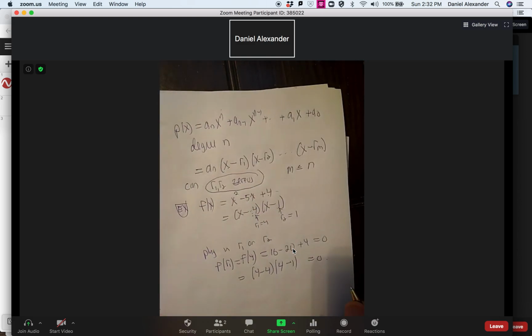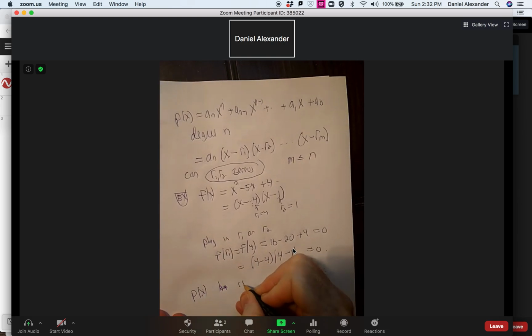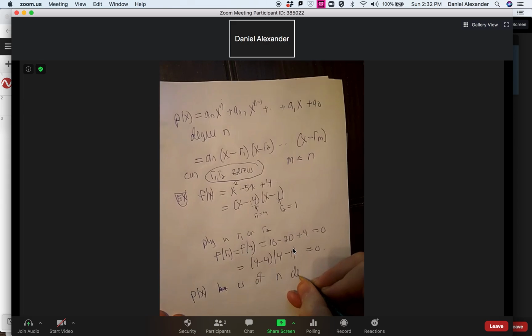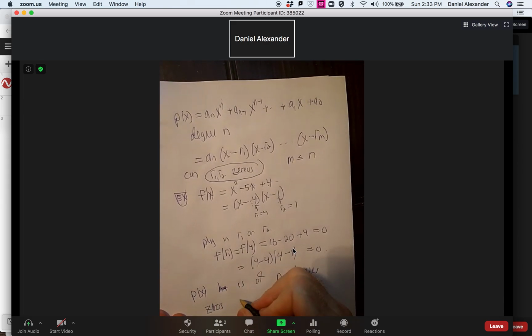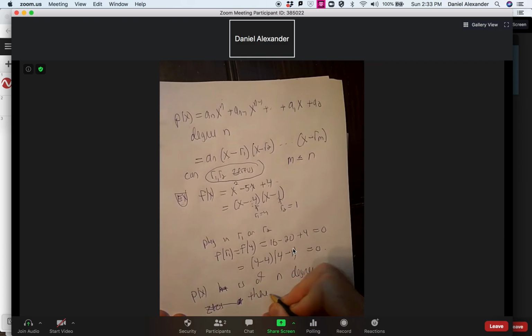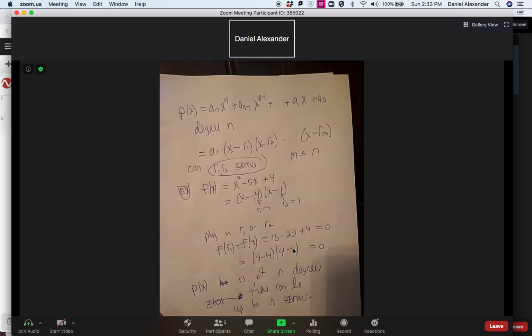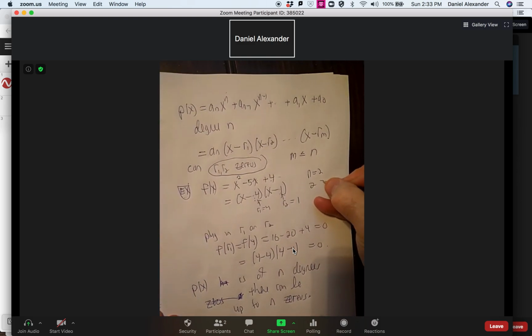Just as a general rule, if p of x is of degree n, then there can be up to n zeros. There doesn't have to be, and we'll see an example, but there can be up to that. Here's my example. n is 2, and you have 2 zeros.